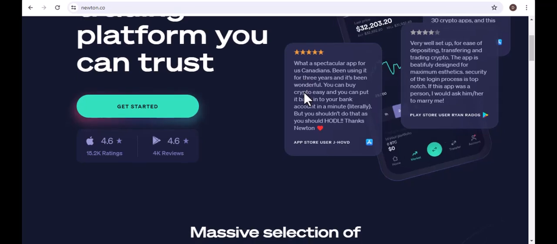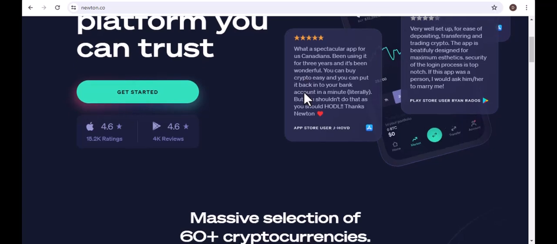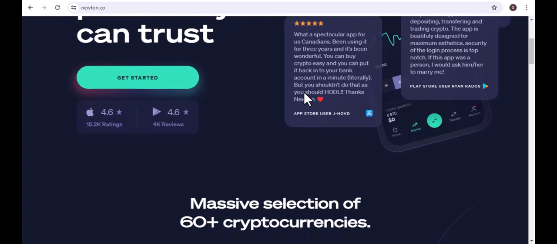unexpected hiccups. Think about it. You've done your research, maybe you've been watching the market, and you've finally decided which crypto you want to add to your portfolio on Newton. You go through the sign-up process, get your account verified, all the good stuff. Now comes the moment of truth, funding your account. And that's where deposit limits come into play. Imagine the frustration of trying to deposit a certain amount only to be met with a notification saying you've exceeded the limit. Not exactly the smooth start you were hoping for, right?